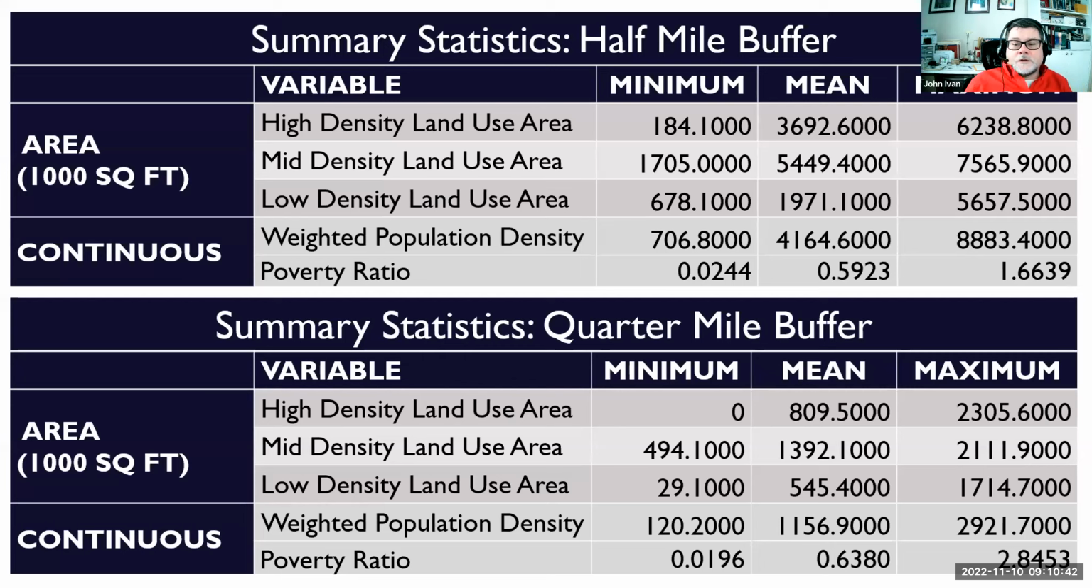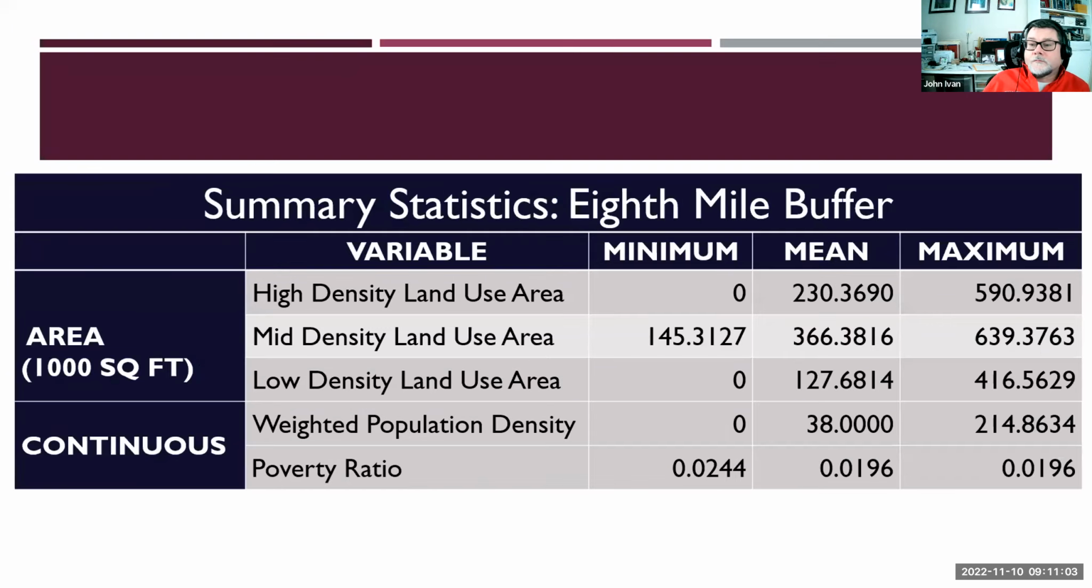And then for the different buffer sizes here, we have different ranges for these more continuous variables. So we have different ranges for the high density land use area, the population density, and the poverty ratio. Notice some places had no high density area, so the minimum is 0. And the same thing for the 1/8 mile buffer. There were a lot more zeros because of the smaller area. So there's less diversity of the land use.